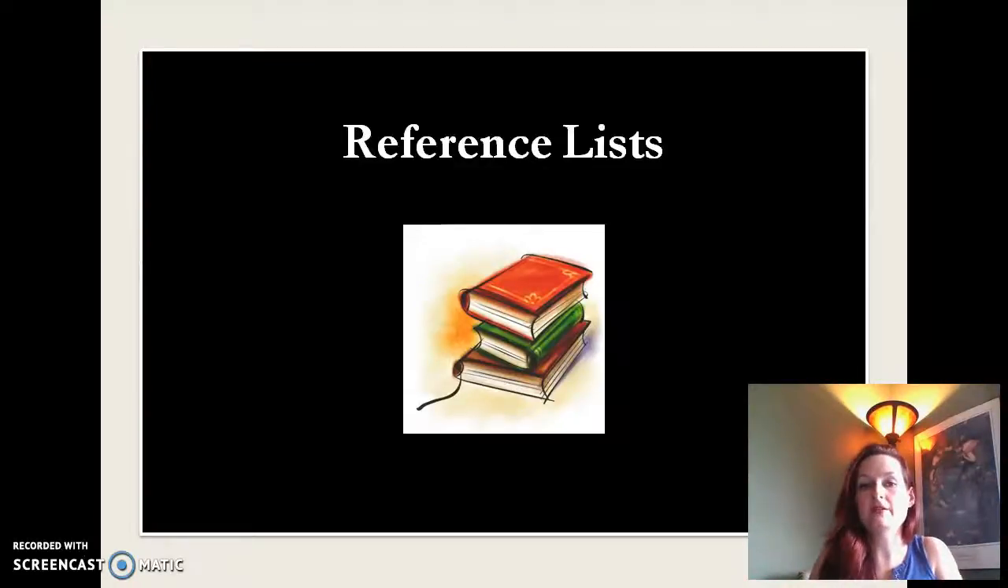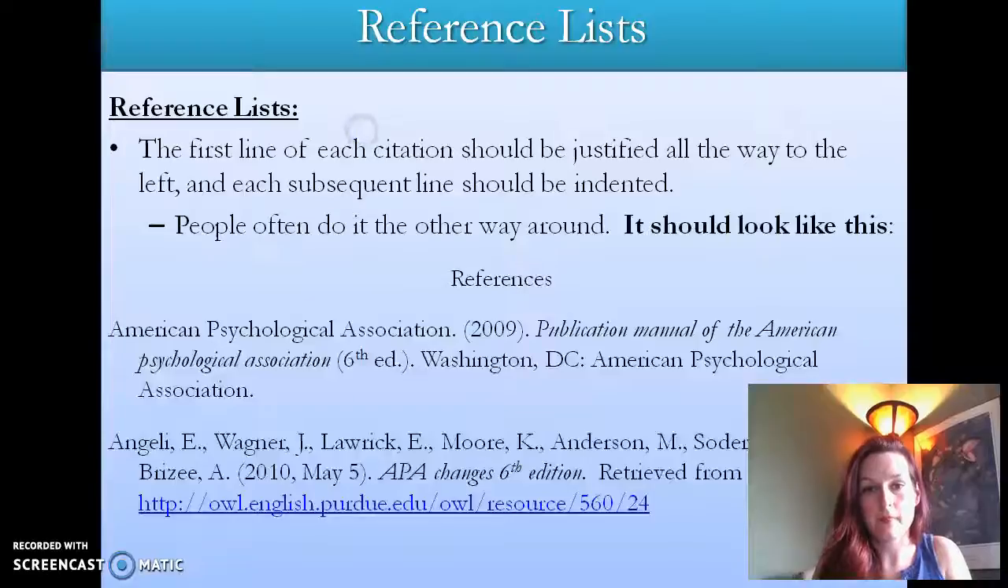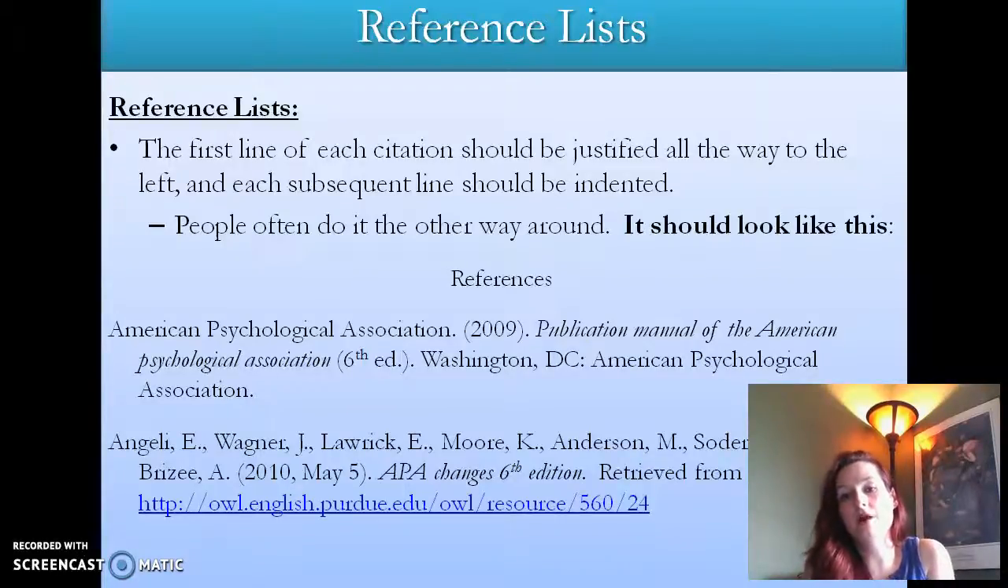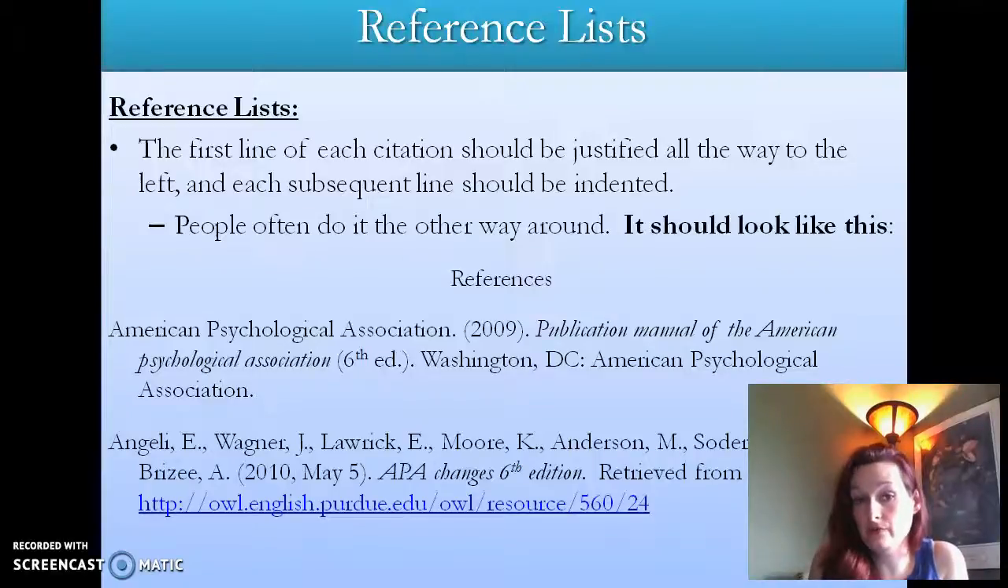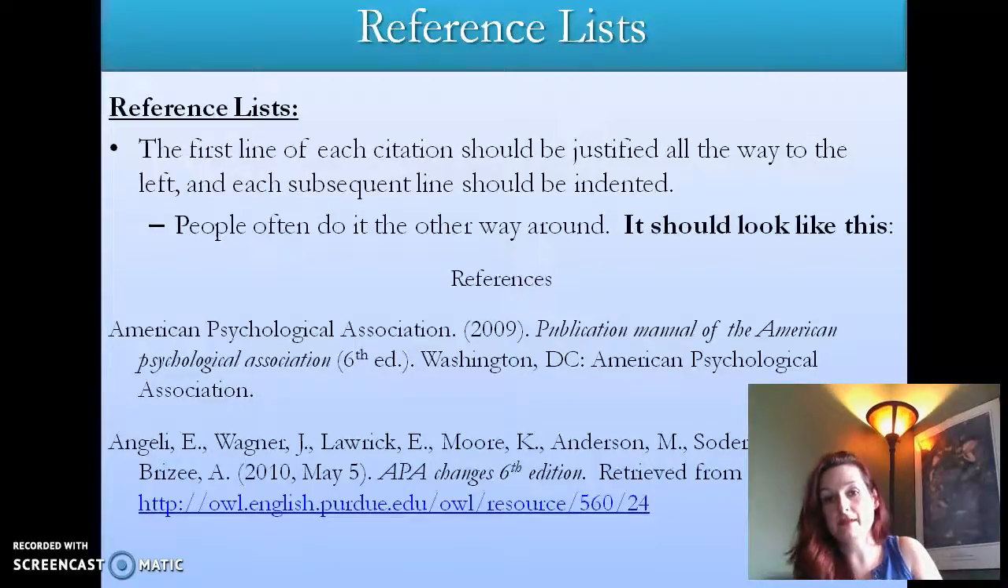So now let's move on to reference lists, which obviously is the list of sources that goes at the end of your paper. These are often done incorrectly as well. So let's cover some frequently asked questions and frequently made errors. The first line of each citation should be justified all the way to the left, and each subsequent line should be indented. People often do it the other way around, and they indent the first line, but it should look like the example I've got going on right here.